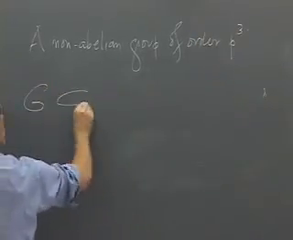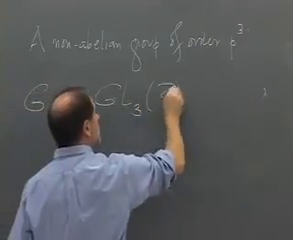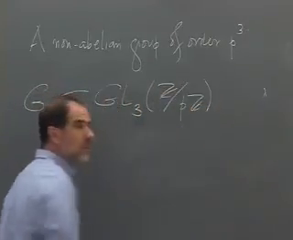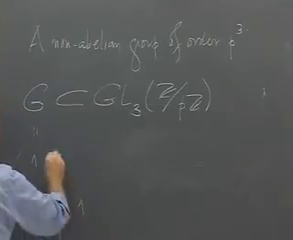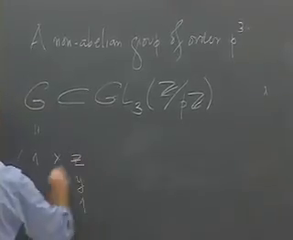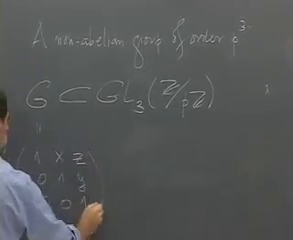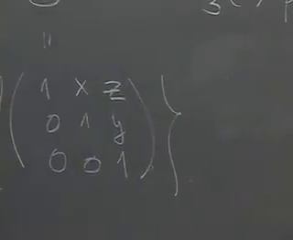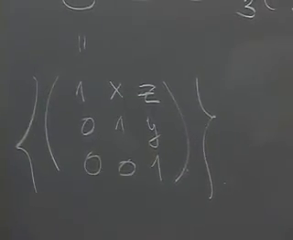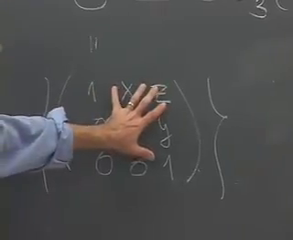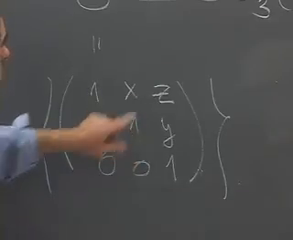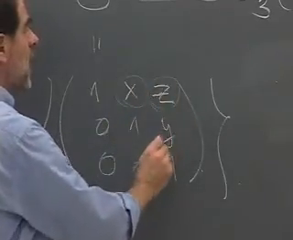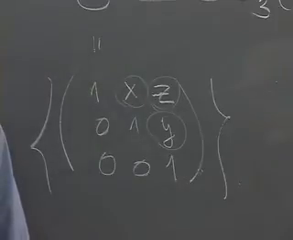Take G, a subgroup of GL3 of Fp. See, it's so useful now that we have these matrix groups. And it's the group consisting of the matrices that look like this. I claim that's a subgroup because if you multiply matrices like this, you get another one. It's closed under multiplication and inversion. It has clearly order p cubed because you have p choices for x, p choices for y, and p choices for z.